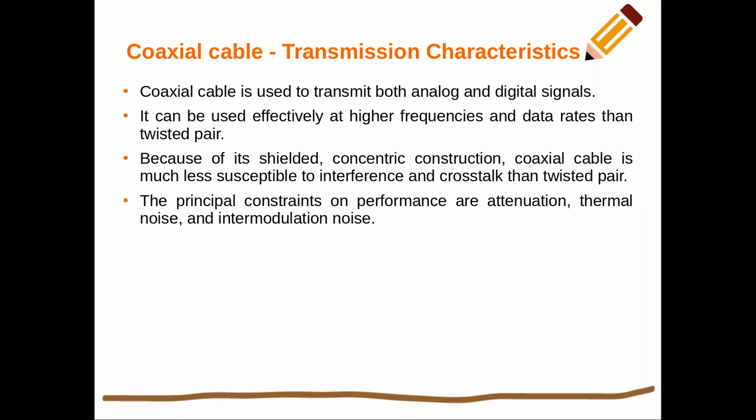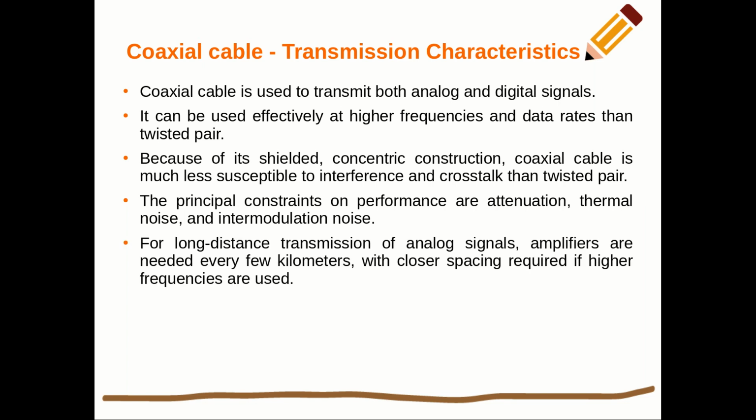The principal constraints on performance are attenuation, thermal noise and intermodulation noise. So these things we already know. What is thermal noise, intermodulation noise, what is attenuation. Those are some major concerns here, but still they have better performance when we compare with twisted pair. So for long distance transmission of analog signal, of course we can make use of an amplifier, and that is needed every few kilometers, with closer spacing required if higher frequencies are being used. The same situation holds for twisted pair also, but with a closer spacing we have to place amplifiers in the case of twisted pair.